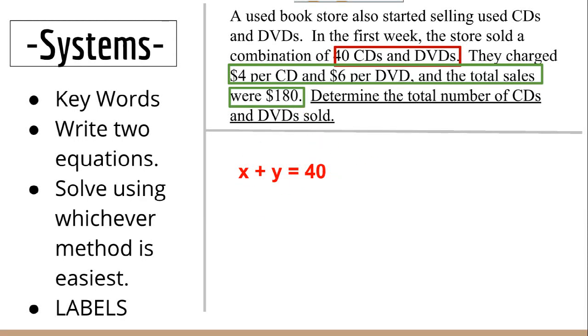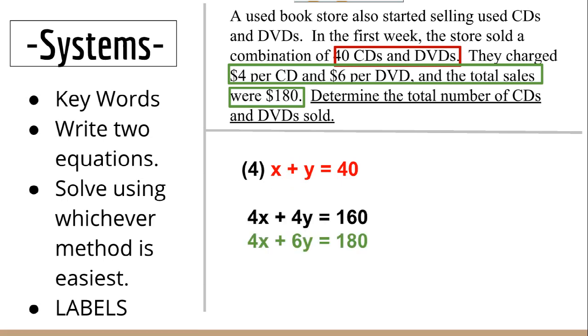Let's go to our second equation. Again, we knew that $4 per CD and $6 per DVD were going to give us this total of 180. So that left us with 4x, because it's 4 per CD, plus 6y for the DVDs, and the total that it's going to cost is $180. Okay? Now I started to use the method of elimination, because if you look over here it says solve using whichever method. I started using elimination to solve this. So I was going to multiply the whole top equation times 4 to make this 4x so I could cancel these out.